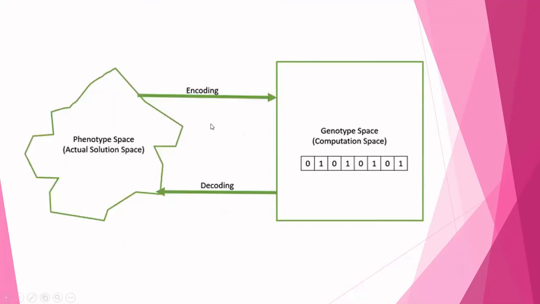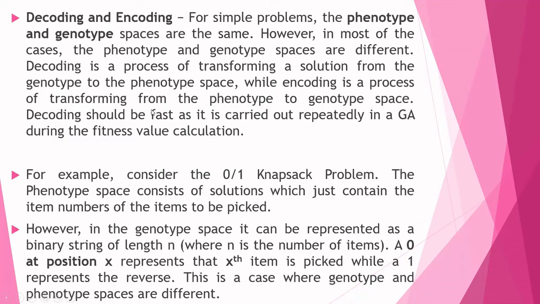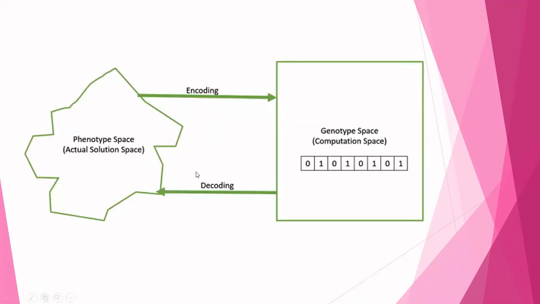The next one is decoding and encoding. This is a symbol to be understood. Let's see what encoding and decoding are. Phenotype and genotype spaces are the same for simple problems. However, in most cases the phenotype and genotype spaces are different. Decoding is the process of transforming a solution from the genotype to the phenotype space. Phenotype to genotype is called encoding, and the vice versa is referred to as decoding.